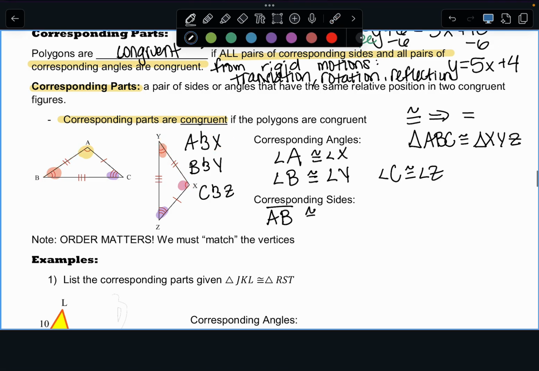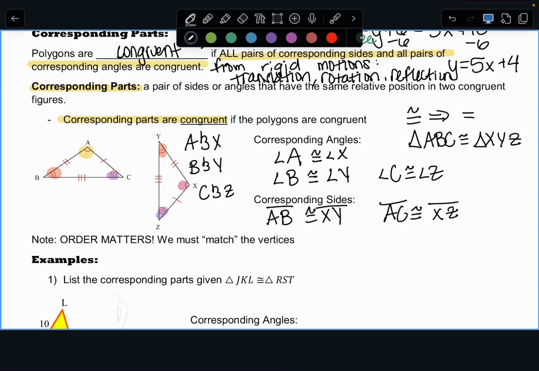So I have to write this as XY. If I wrote YX, my things would be flipped and my corresponding parts would not line up. So you have to make sure that every letter matches in all the places. They match up here, they match down here, and they match down here. Okay? If you see an A, you should always see an X in the same spot across that congruent symbol. So let's do it for AC. What would AC be congruent to? A goes with what letter? X. C goes with?